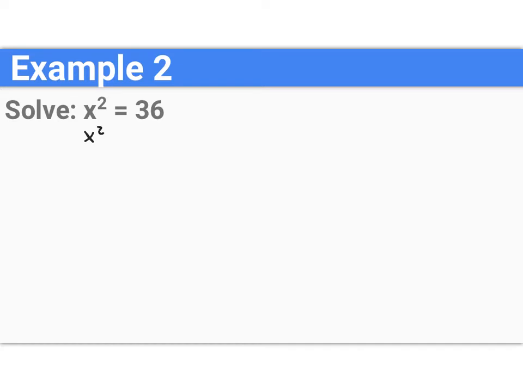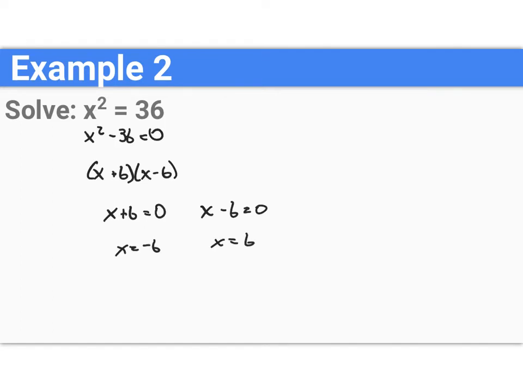Let's move the 36 to the other side so we can have it equal to 0, because when we solve these, it must be equal to 0 to make the zero product property work. And then we know this is a special case binomial. So you have x plus 6 times x minus 6. Now when you get two factors, you set one of them equal to 0 and the other equal to 0. So x is going to be negative 6 and x is also going to be 6.